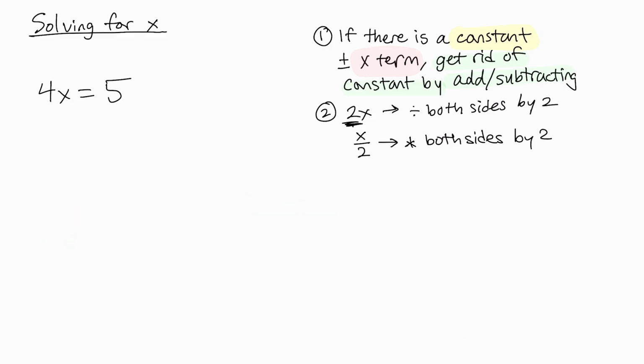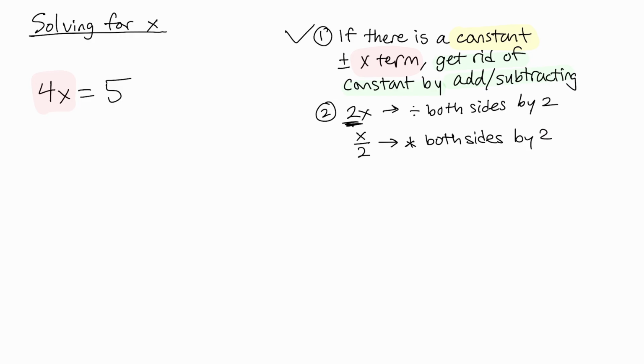All right, pause the video and try this problem. I'll go over the answer in 3, 2, 1. So let's do step 1. Is there a constant term on the same side as x? No, there's only 4x, and 4x is an x term. So we don't have to worry about step 1.